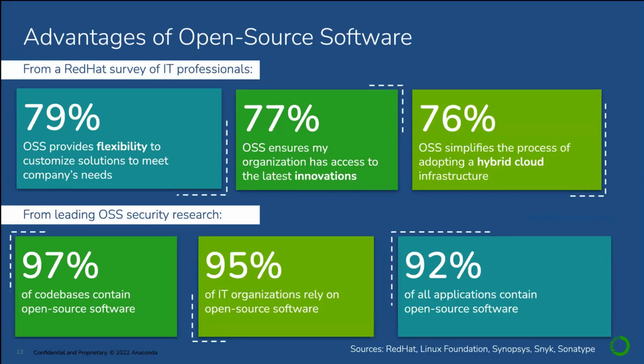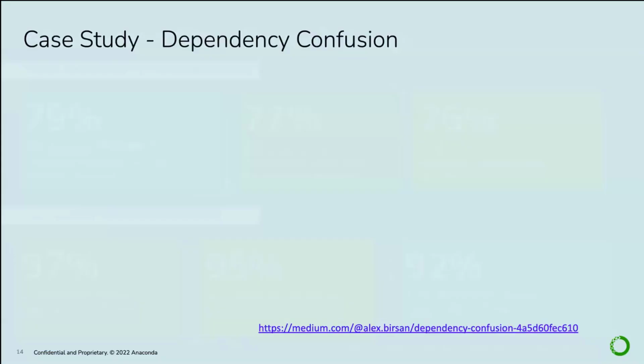This audience is probably well versed in the fact that it provides a ton of flexibility. It ensures that you can basically innovate faster. You don't have to rebuild everything from scratch. And pretty much every IT organization and all sorts of applications have some degree of open source software. So for organizations doing this, though, there is a risk, especially if you're using community repositories like pip. So I wanted to give a little example of one such risk, which is dependency confusion.